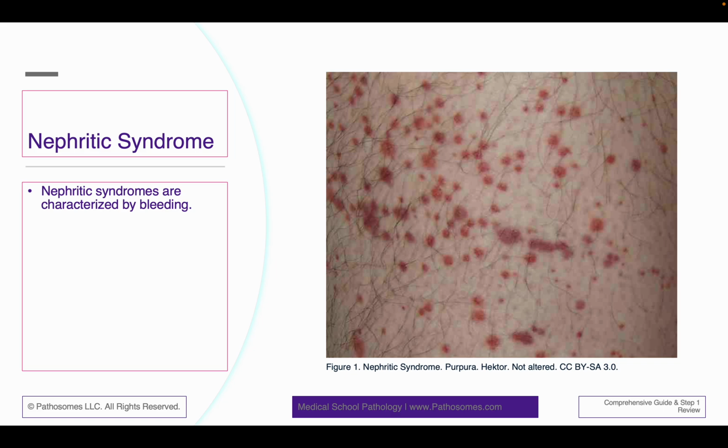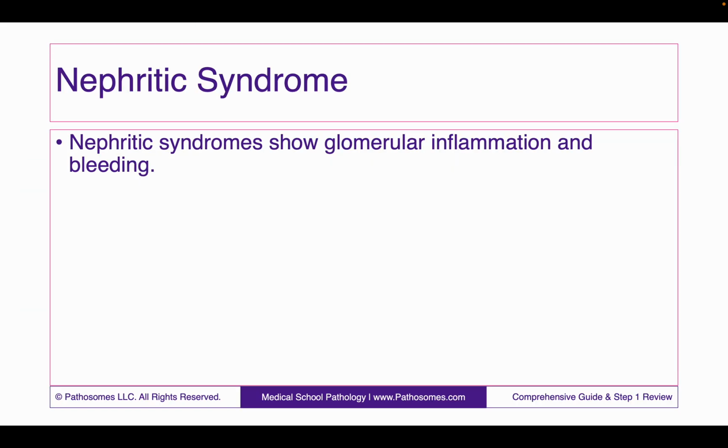Now, nephritic syndrome. Yes, nephritic syndrome. These are characterized by bleeding. Take a look at this image. We can see purpura that is present in a patient with nephritic syndrome. Nephritic syndromes show glomerular inflammation and bleeding.